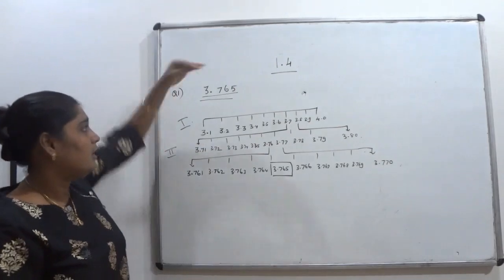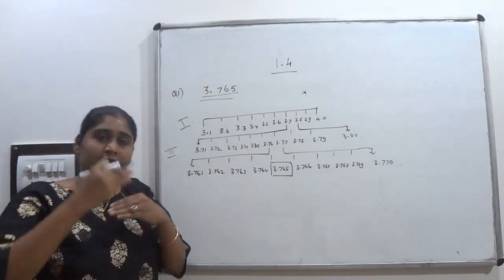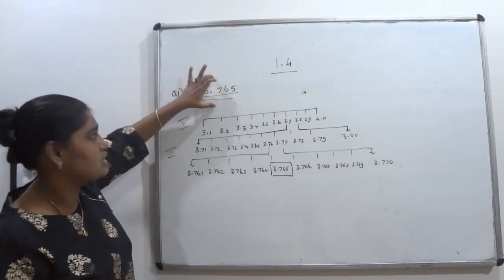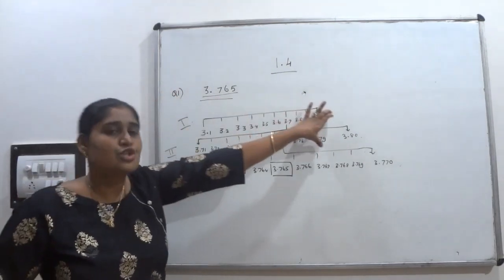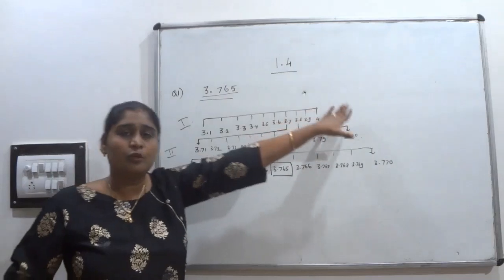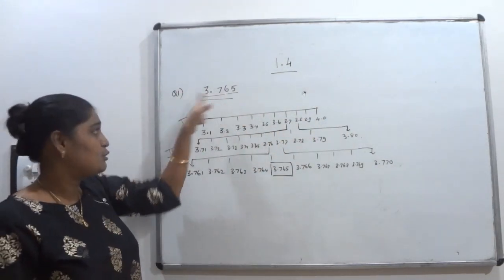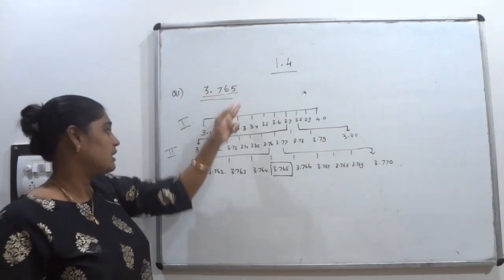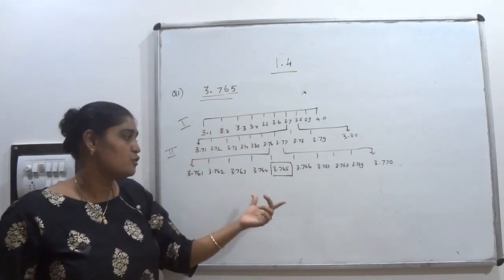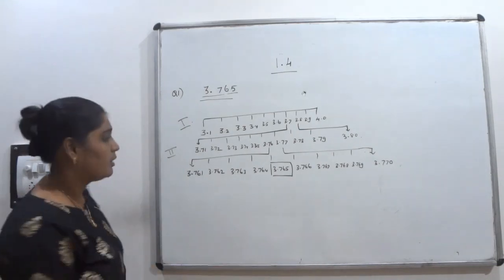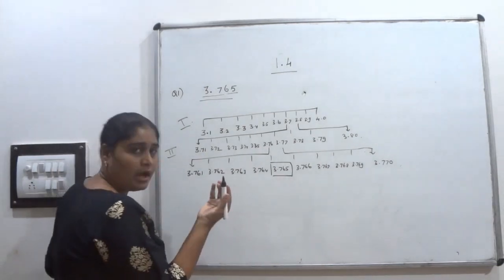Nothing else is here. In each step I have to increase one decimal place. The first decimal place you take, that is 3.7. It lies between 3 and 4. Then again I take the second decimal place, show it, and zoom up. Then I will get 3.765. Okay. That's your answer.